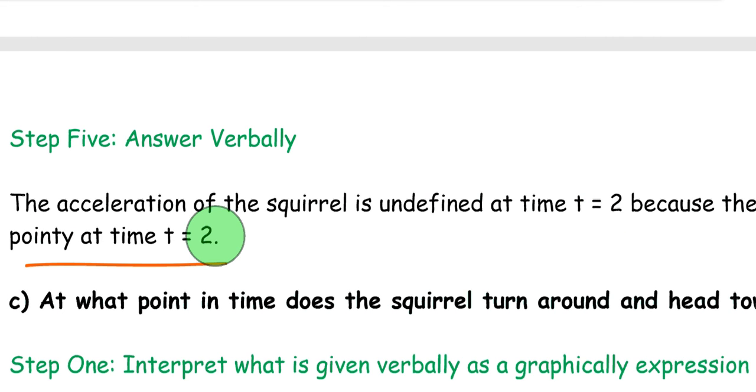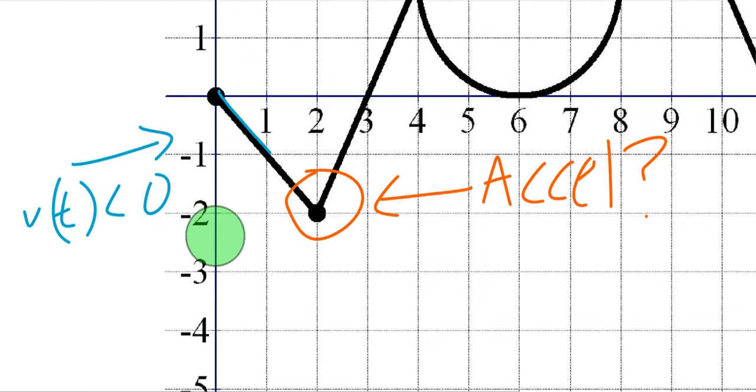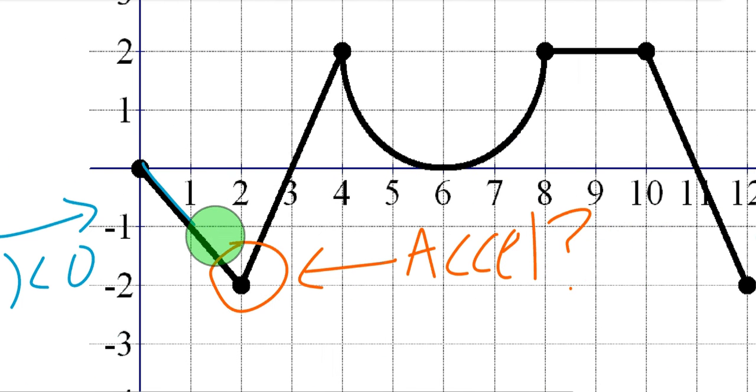This is actually a very simple question with a very simple solution. Anytime you have two straight lines meeting in a graph and it's pointy, that means the derivative is undefined. In this case, acceleration is undefined.